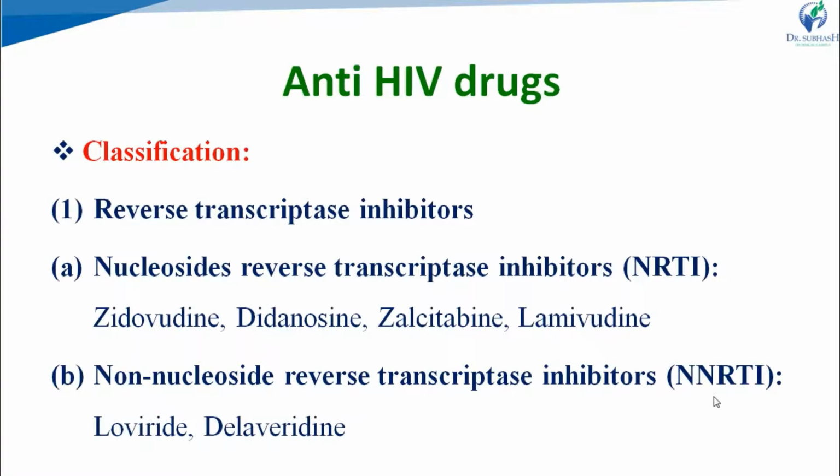Next is anti-HIV drugs. First, the classification of anti-HIV drugs. The first class is reverse transcriptase inhibitors. This is again subclassified into two subclasses, that is nucleoside reverse transcriptase inhibitors and non-nucleoside reverse transcriptase inhibitors. Examples of nucleoside reverse transcriptase inhibitors are zidovudine, didanosine, zalcitabine and lamivudine. And examples of non-nucleoside reverse transcriptase inhibitors are nevirapine and delavirdine.